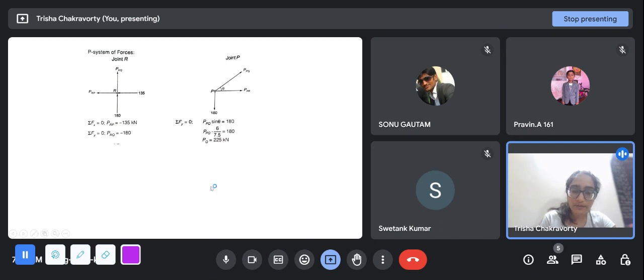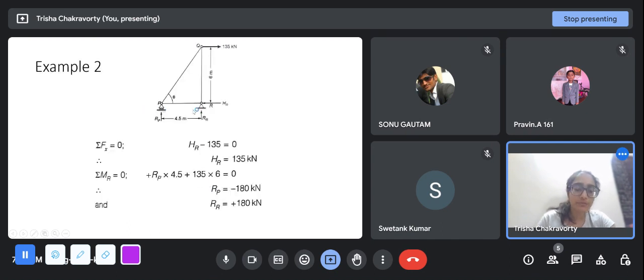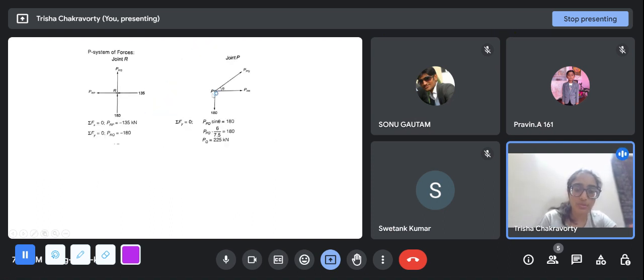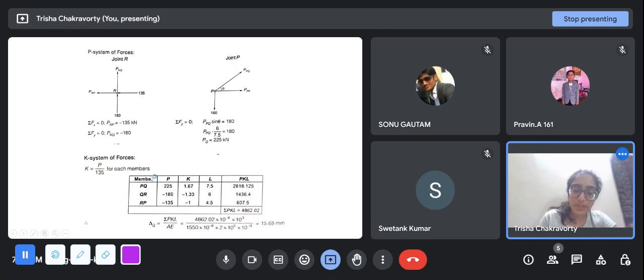And the L's you have to calculate from geometry. I mean 4.5 and 6 are given, and by the Pythagoras theorem you can get this as the root of 4.5 square plus 6 square, which is 7.5. So PKL you multiply and you get this, and you add these three. You add these three and you get this. I hope you're following it.